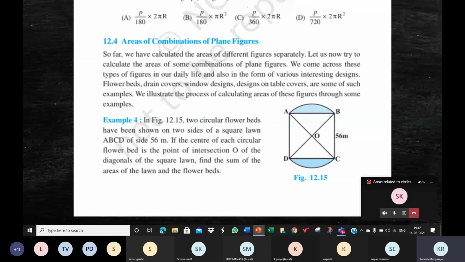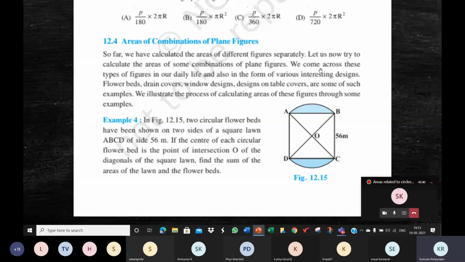One is to find the area of the square ABCD: 56 into 56, 3136 meter square. Two, find BD. Answer, 56 root 2. Three, find BO: 56 root 2 by 2, 28 root 2 meters. Now next, after that, find the area of the quadrant.